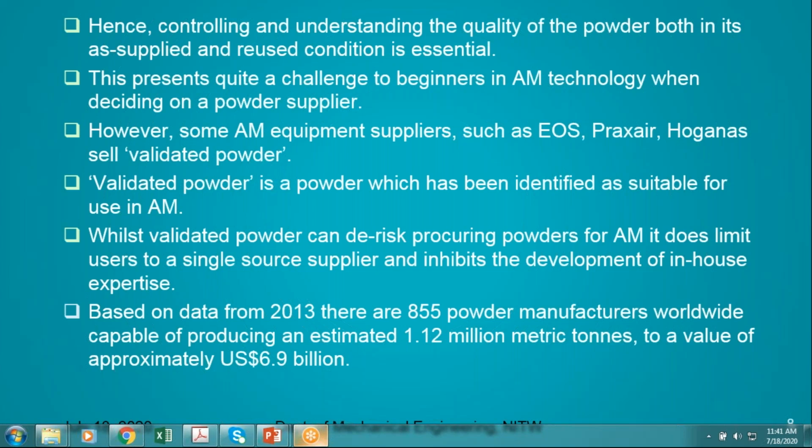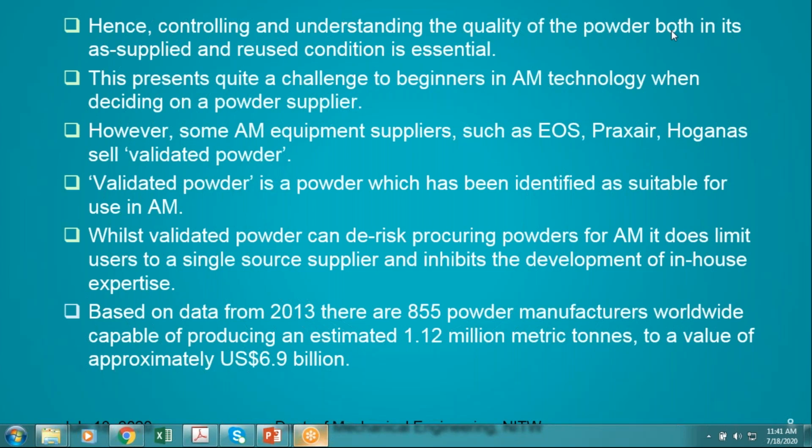And this presents a quite challenging task to beginners in additive manufacturing technology when deciding on powder suppliers. For example, we need to manufacture some components, and we have n number of powder suppliers. Which powder supplier should we buy from? However, there are many suppliers related to the additive manufacturing equipment suppliers, the machine suppliers, the US suppliers, or Praxair, or Ognas. These are the validated powder suppliers worldwide, meaning the validated powder is identified and is suitable for the additive manufacturing process.